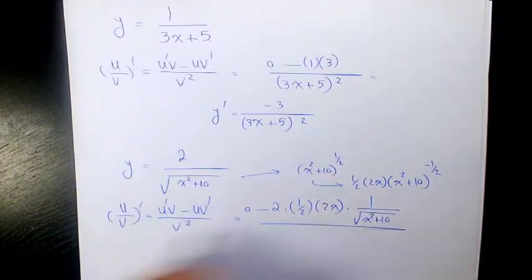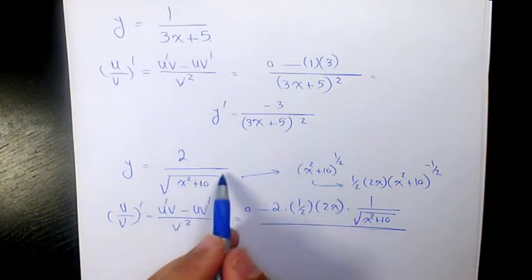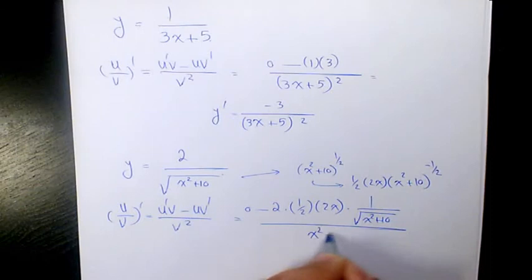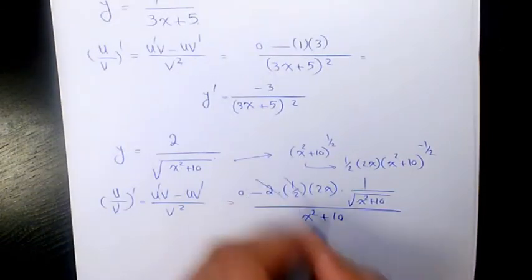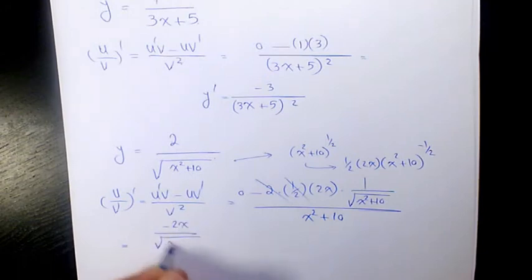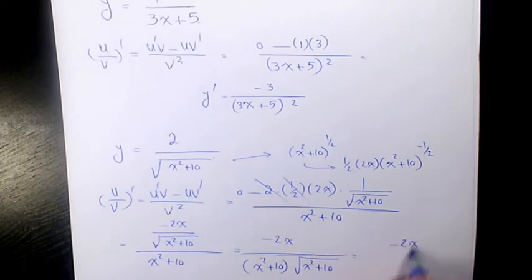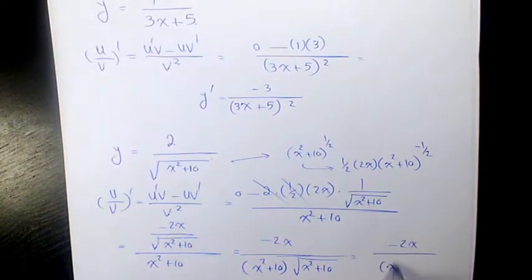10, divided by the square root of x squared plus 10 to the power of 2, which the 2 and the square root cancel out. It's going to be x squared plus 10. The 2 and 1 over 2 cancel out, and we're going to have negative 2x over root x squared plus 10, divided by x squared plus 10. That's going to be negative 2x over x squared plus 10 times the square root of x squared plus 10, which is negative 2x over x squared plus 10 to the power of 3 over 2.